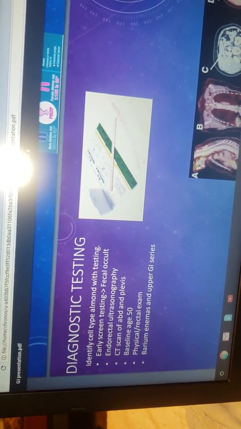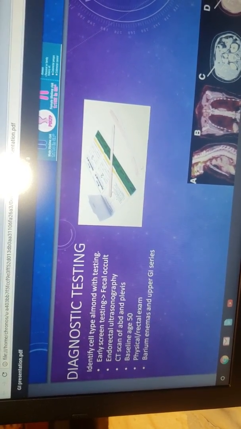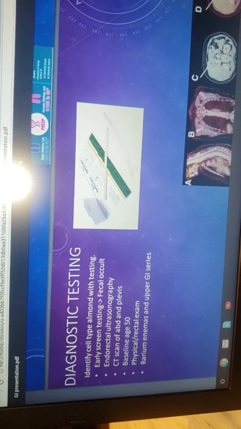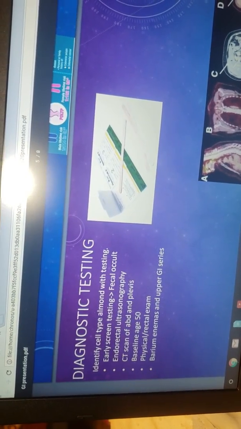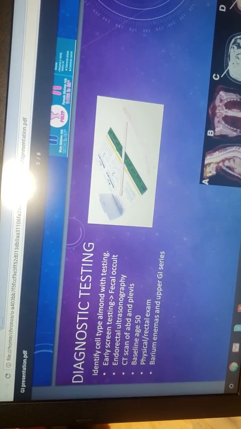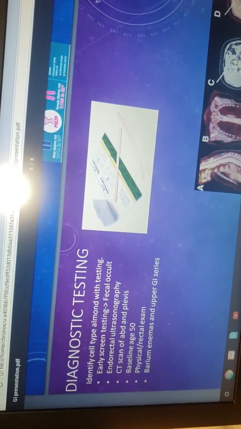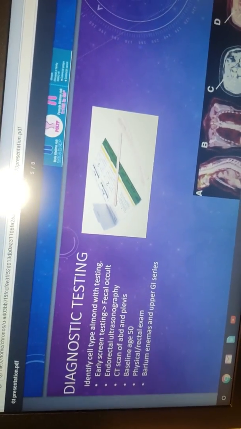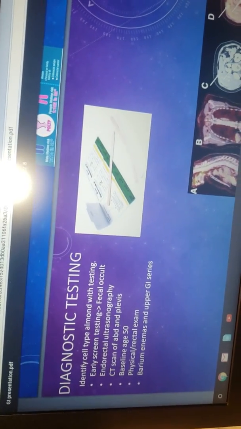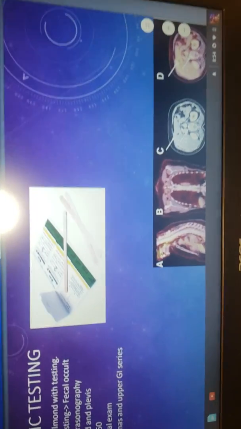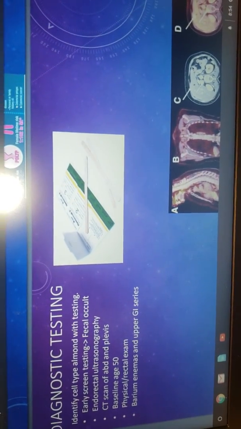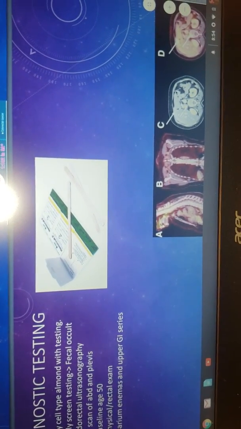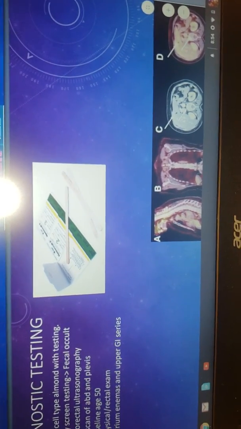That's like early screening testing, endorectal ultrasound. The baseline age to get a colonoscopy is 50. You can have a physical and rectal exam to see if you have this, and sometimes they use barium enemas to help. This is a picture of a CT. A and B are the ultrasound, CD or CT.